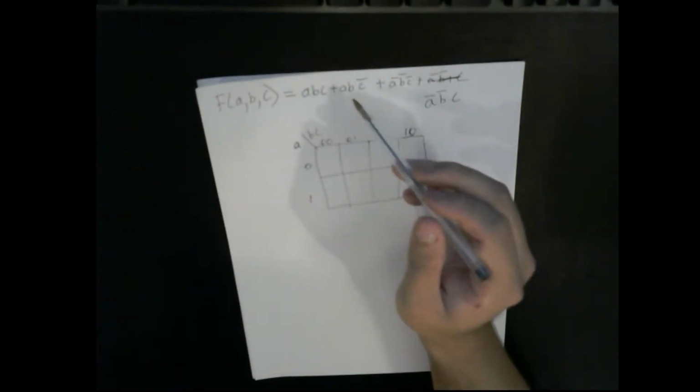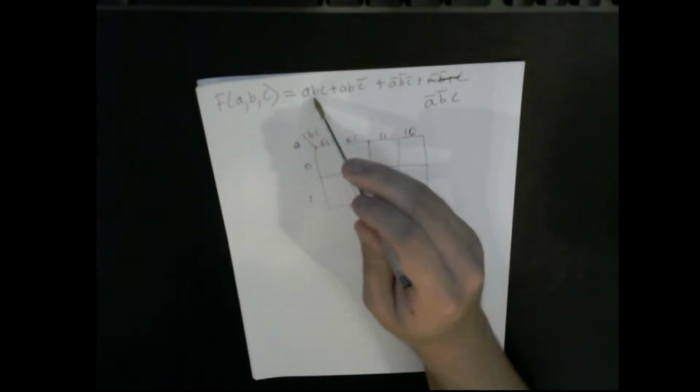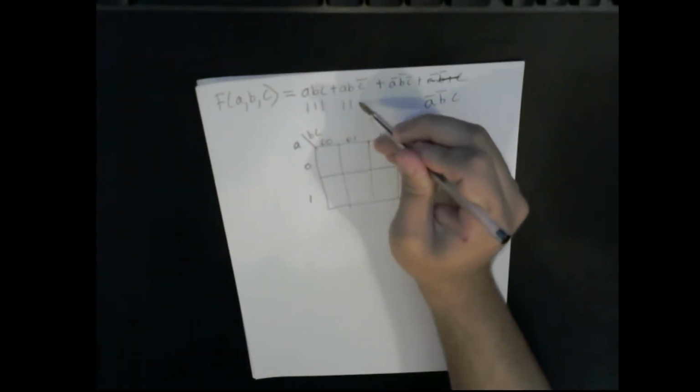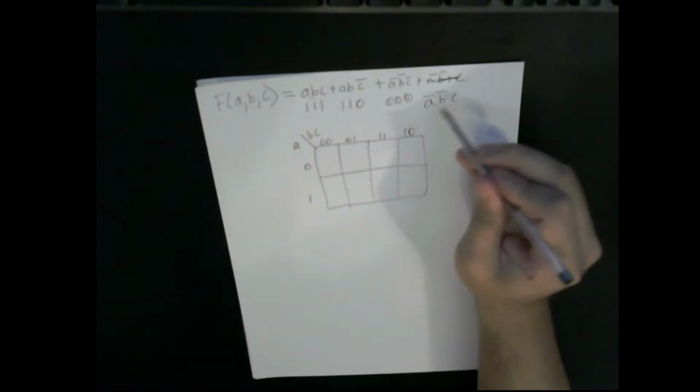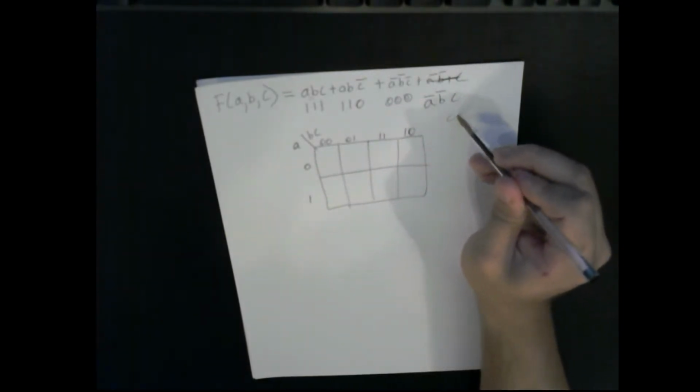So I have an equation with some minterms in it. This term corresponds to 1, 1, 1 here. This term corresponds to 1, 1, 0. This term corresponds to 0, 0, 0. This term corresponds to 0, 0, 1. Now, to reference what I said earlier about canonical form, if you want to do a K-map, it'd probably be in your best interest, if you don't have a canonical SOP form, to put it in canonical SOP form so you're able to look at all the minterms.